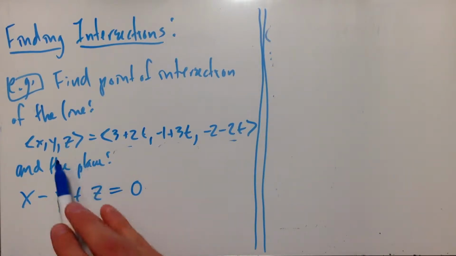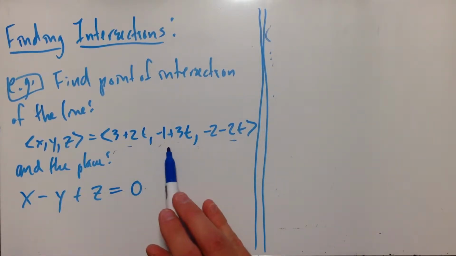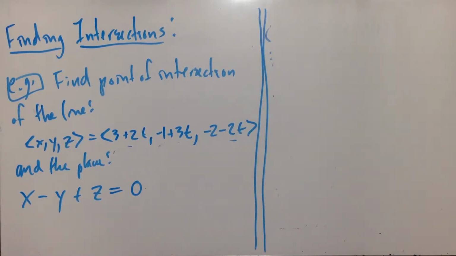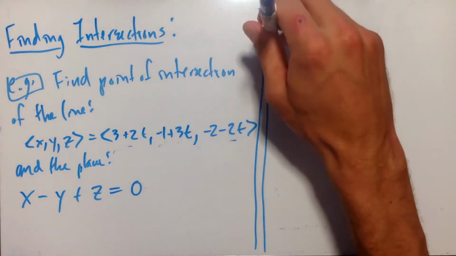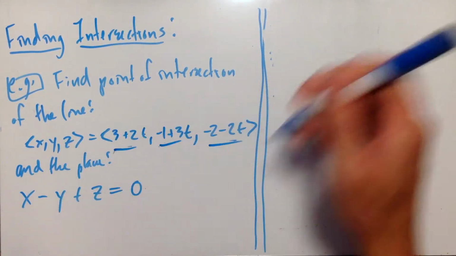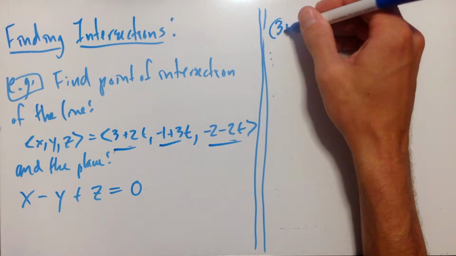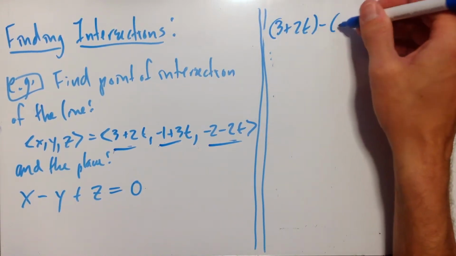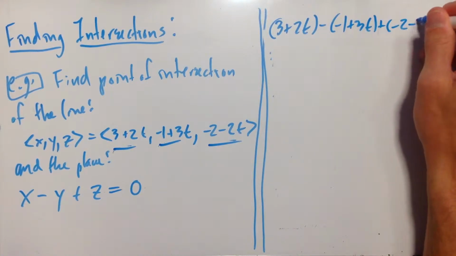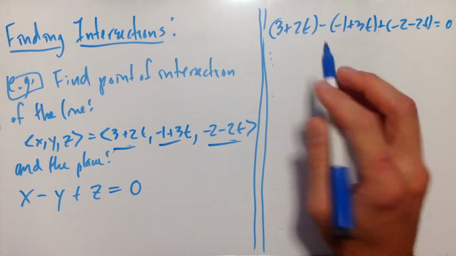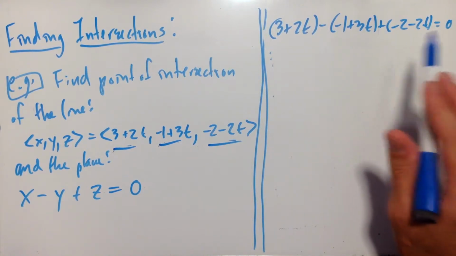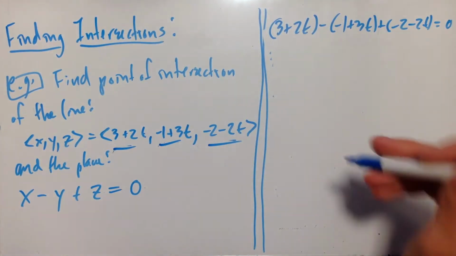So for example, let's look at x, y, z given by 3 plus 2t, negative 1 plus 3t, and negative 2 minus 2t. The plane x minus y plus z equal to 0. So all we have to do is take each of these components and plug them into here. x is 3 plus 2t, y is negative 1 plus 3t, and z is negative 2 minus 2t, that's equal to 0. And 3 plus 2t minus the quantity negative 1 plus 3t plus negative 2 minus 2t is equal to 0.